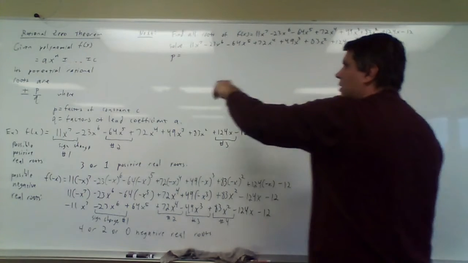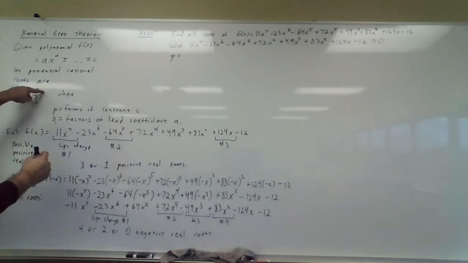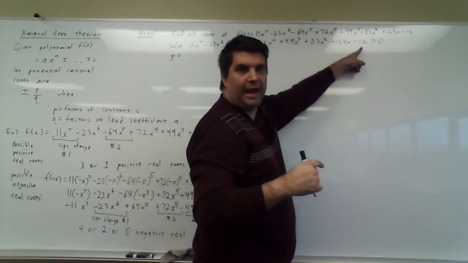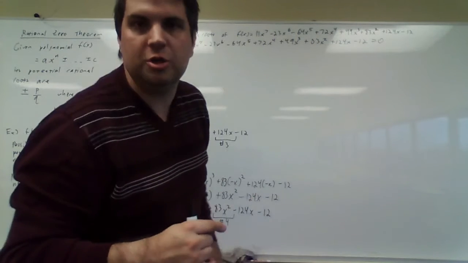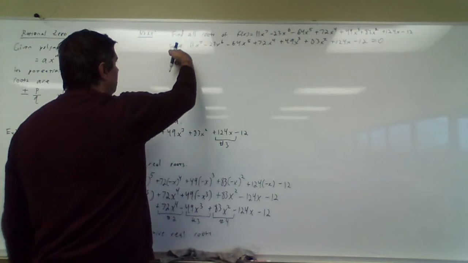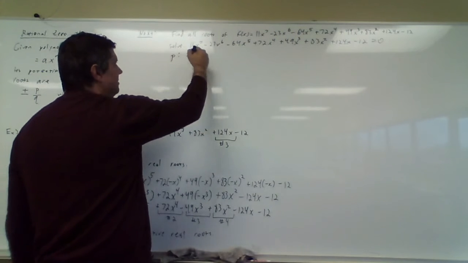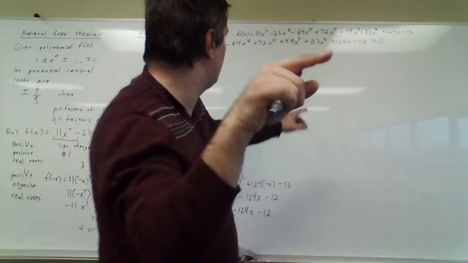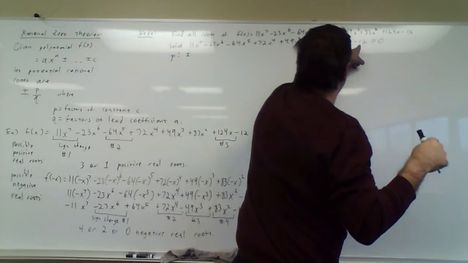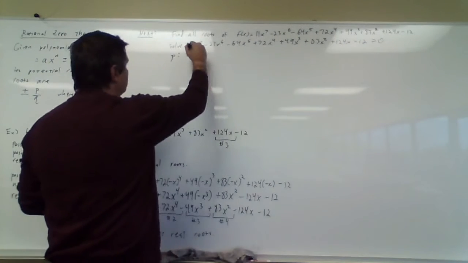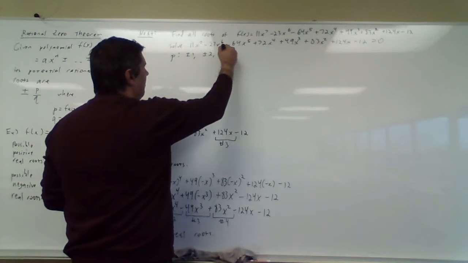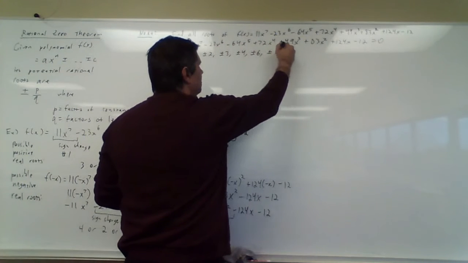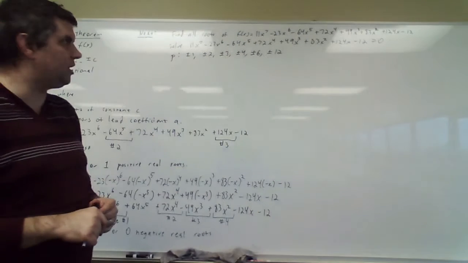So P is all the factors of the constant C. We're going to find all the factors of 12, negative 12. So P will be plus or minus, because these are factors of 12: plus or minus 1, plus or minus 2, plus or minus 3, plus or minus 4, plus or minus 6, plus or minus 12. Those are the factors of 12.